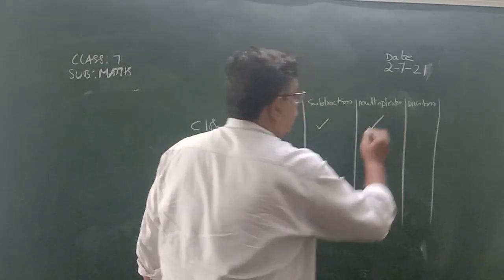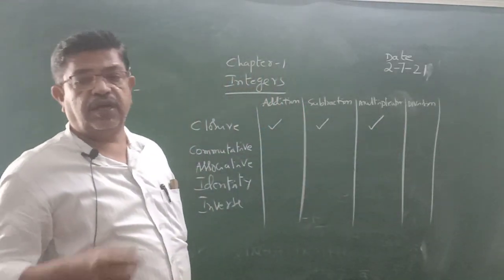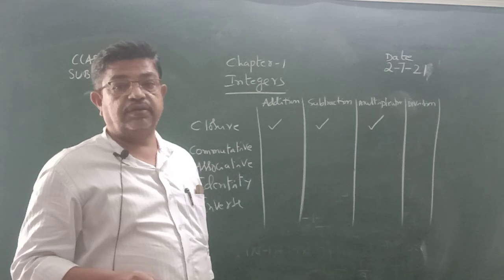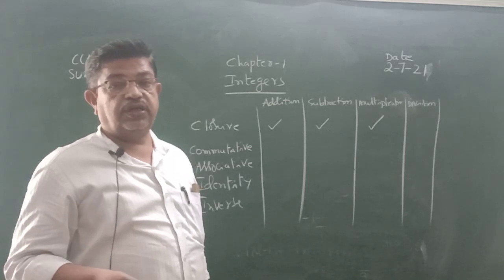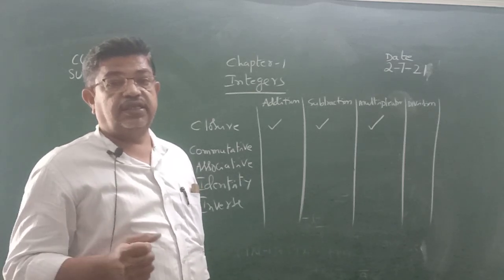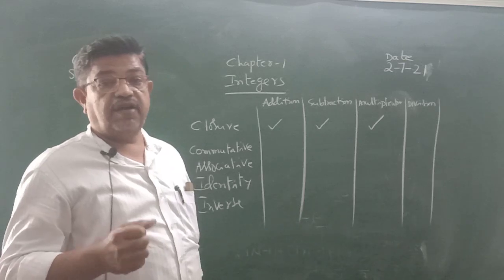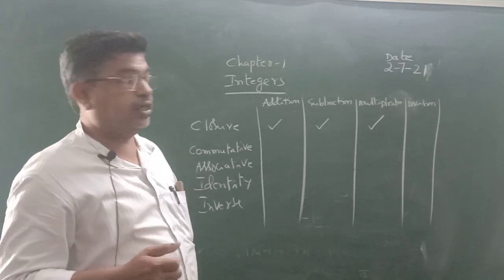The product of two integers is an integer. You take any two integers, whether positive or negative. If you find the product of those two integers, the product is an integer. So, integers have closure property under multiplication.